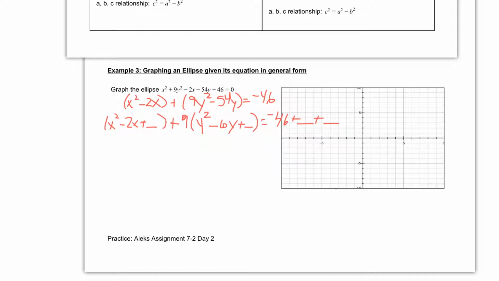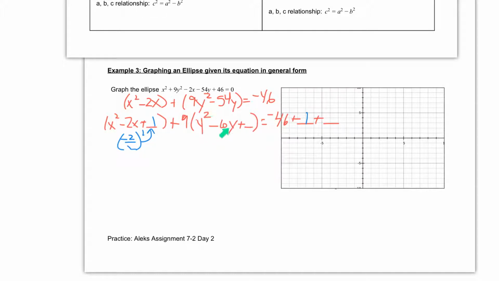And then I need to remember, whatever I add to the left, I also need to add to the right. To get the number that I want in here, I'm going to take my middle number, divide it by 2, and square it. So I'm going to take my negative 2, divide it by 2, and square that number. Negative 2 divided by 2 is negative 1. Squaring that will give me a positive 1. And if I added 1 on this side, I also need to add 1 on the right-hand side. Then I can move to my y.